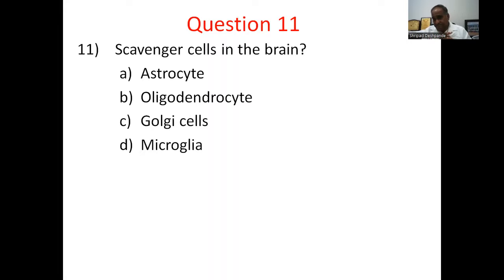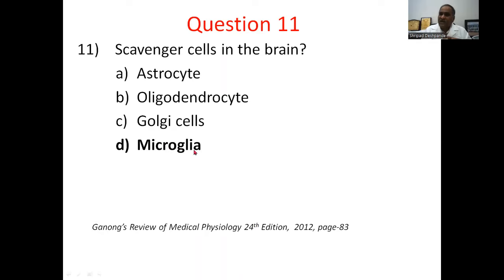Question number 11: scavenger cells in the brain. Option A, astrocyte. Option B, oligodendrocyte. Option C, Golgi cells. Option D, microglia. The answer is straightforward and clear. Oligodendrocytes are for myelin. The Golgi cells are neurons. Astrocytes are doing the housekeeping business, but the microglia are modified macrophages present in the brain. So microglia, option D, is the correct response. They are the scavenger cells of the brain.